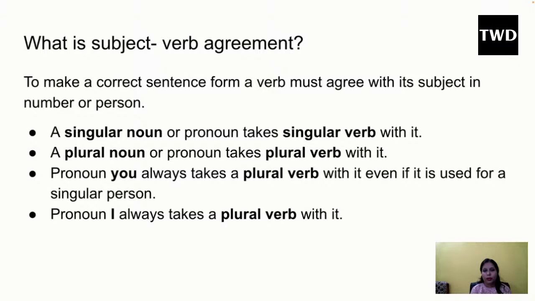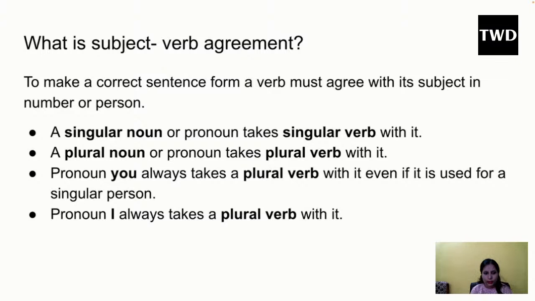Now singular verb, say for example walk. Yes, so if I want to make this verb singular, I will add s to it. That means I have to use walks. So walks is the singular form of the verb. So with a singular noun, for example, the boy walks daily to the school.